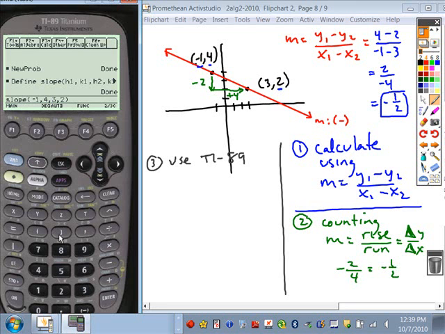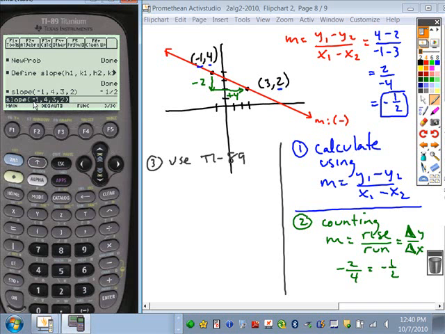Now notice I didn't put parentheses around each individual point. I separated every single input by a comma. You just need to know the order that you enter it is -1, then 4, then 3, then 2. And when you hit enter, you should get your confirmed slope of -1/2. So now anytime you want to use your calculators to calculate slope, all you have to do is change these variables to what you need them to be, and it'll calculate it for you.